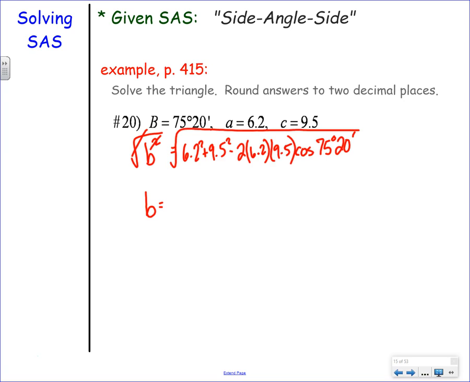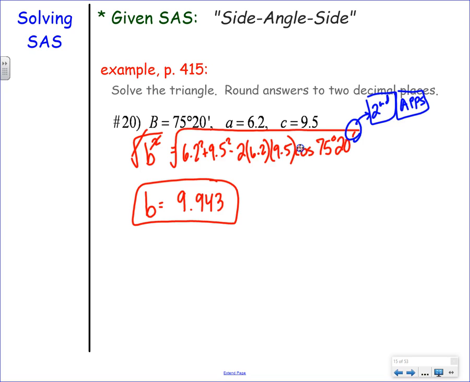You guys remember how to find this little guy? Second apps, or we could be super snazzy and make it 20 over 60. What do you got? 9.3? 9.3. Thanks, David. Would you be done? We still need angle A and C, but you could do it.